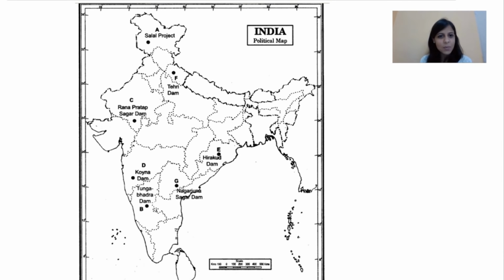This is how you're supposed to mark the exact location in a map. For example, if you've been asked about the Salal project, please don't just write Salal without marking it. This is Jammu and Kashmir. This is not Salal. You have to mark an exact location, right? It's right here, and then write that this is the Salal project.